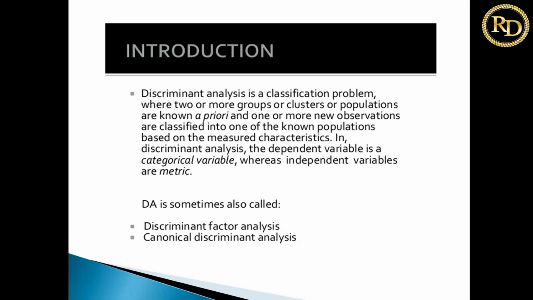In discriminant analysis, the dependent variable is a categorical variable having two or more categories, and the independent variables are metric, that is, they are numeric in nature. They are quantitative variables. So just like logistic regression, we use a categorical variable as the dependent variable and numerical variables as the independent variables. Discriminant analysis is sometimes also known as discriminant factor analysis or canonical discriminant analysis.